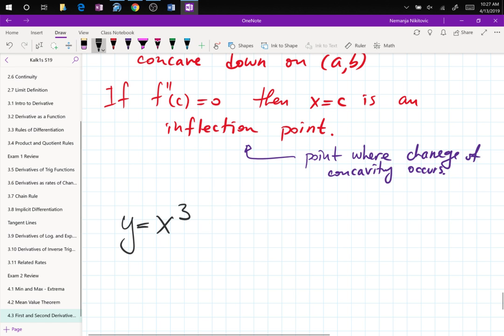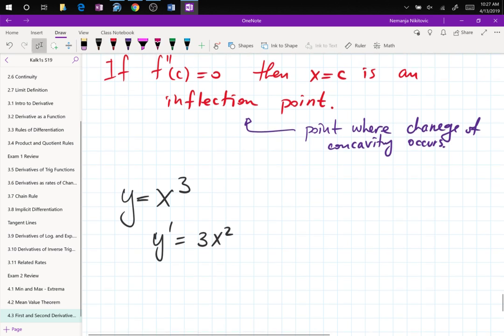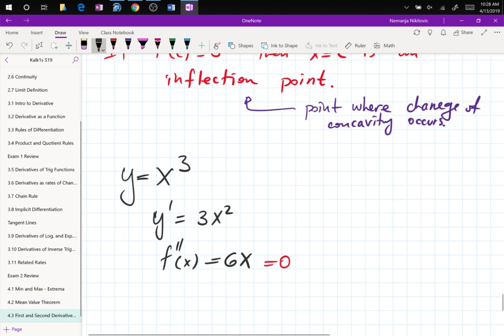So x cubed has the point of inflection. What do we have? Y prime? No one cares, it's the first derivative. So 3x squared. We need it so we can get to the second one. Let me switch the notation to f double prime, which is 6x. And as I said, guys, identical calculation. Set it equal to 0 to calculate inflection points. So x equals 0, and that's your inflection point.